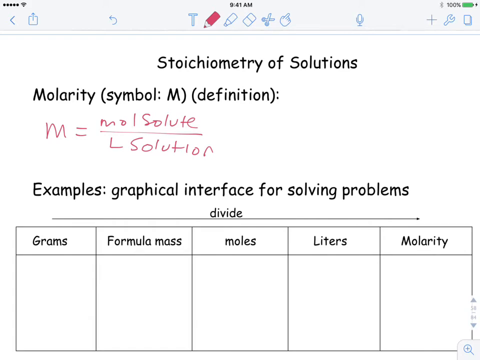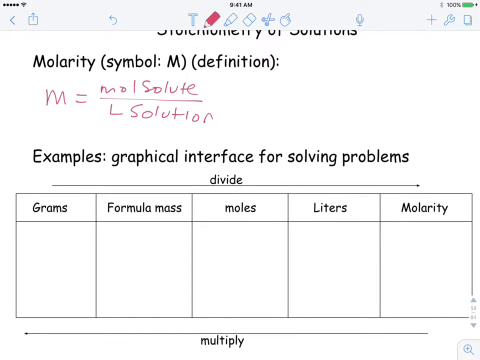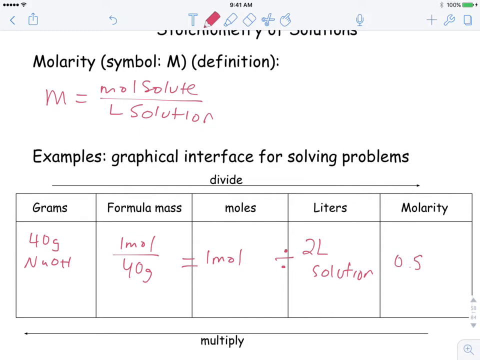If you know the moles and you know the liters, then it's pretty easy to find the molarity. But sometimes you're not given information like that. For example, maybe you have 40 grams of NaOH, dissolved in 2 liters of solution, and you're asked to find the molarity. Well, first you have to find the moles. The gram formula mass is 1 mole for every 40 grams, so we divide 40 by 40 and get 1 mole. Then I divide the 1 mole by the 2 liters, and 1 divided by 2 is 0.5 molar.